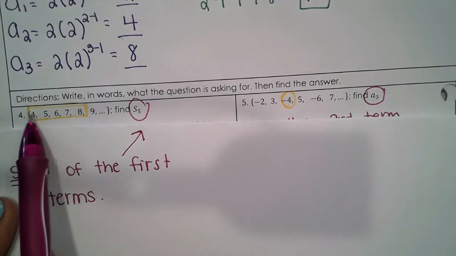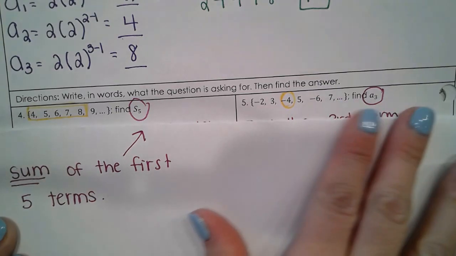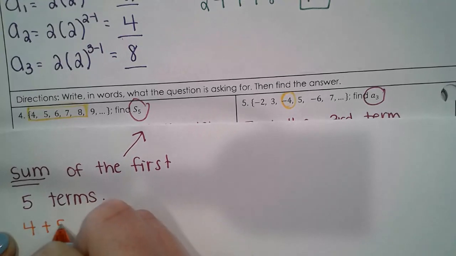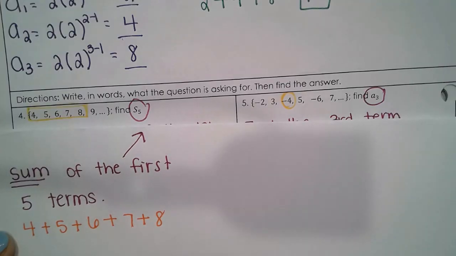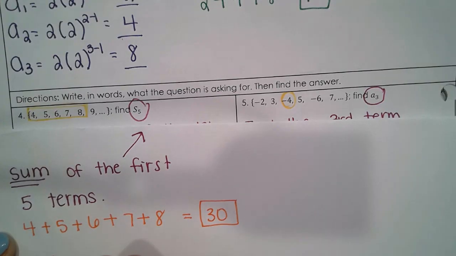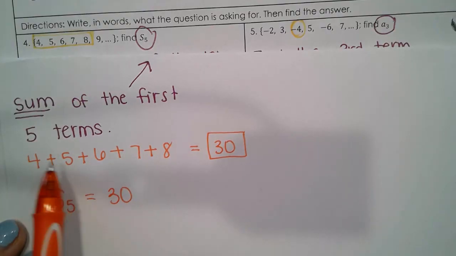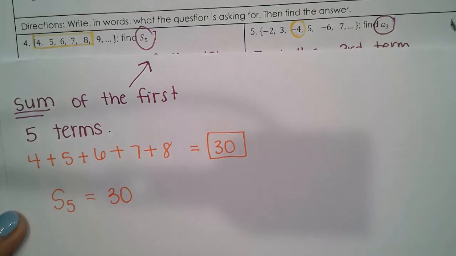So here you notice I've put a box around the first 5 numbers. We don't have to do any special formula. There they are. And we're going to do 4 plus 5 plus 6 plus 7 plus 8. And that's going to give you 30. So S5 is 30. There we go. The sum, S5, the sum of the first 5 terms is 30.